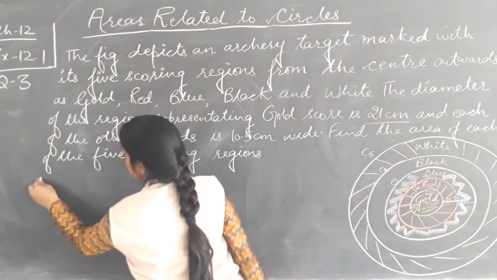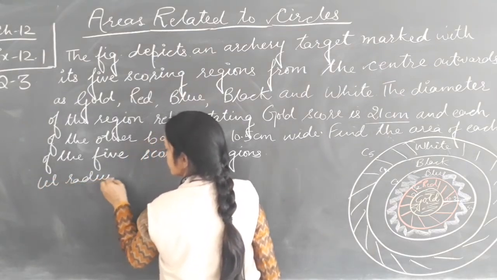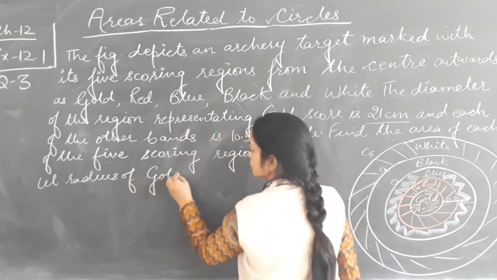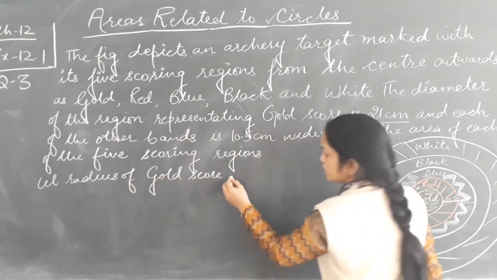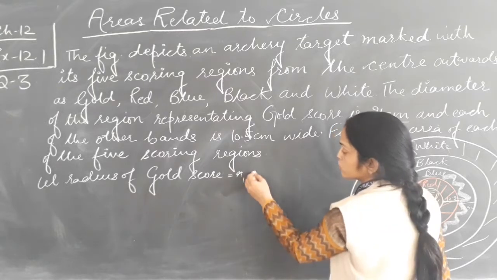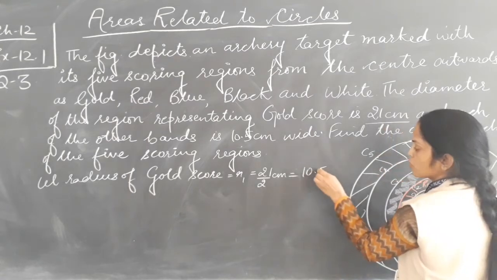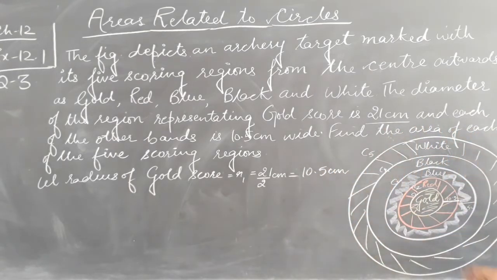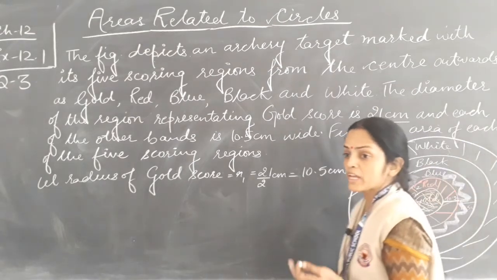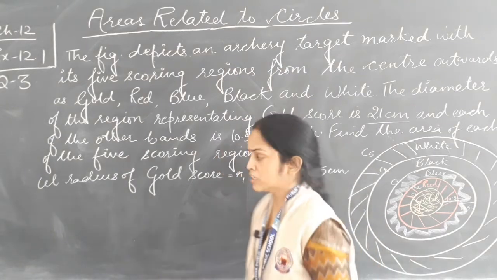Let radius for gold score, R1, be equal to 21 upon 2 centimeter, or you can also take it as 10.5 centimeter. See, for finding area of gold region, directly it is full circle. Gold region is full circle, rest all the regions are what? Rings, but this gold region is already full circle. So directly we can find area of gold score by pi r square formula, area of circle formula.